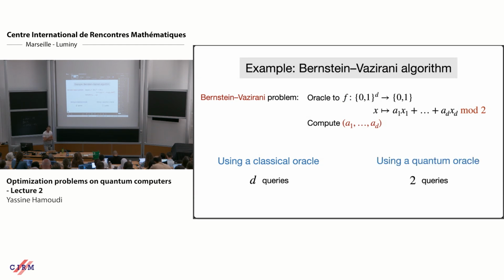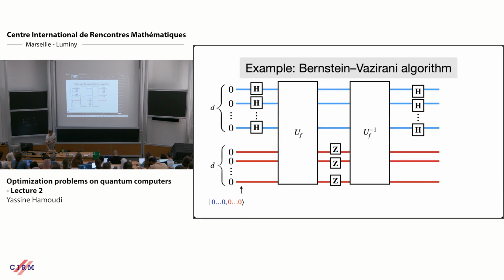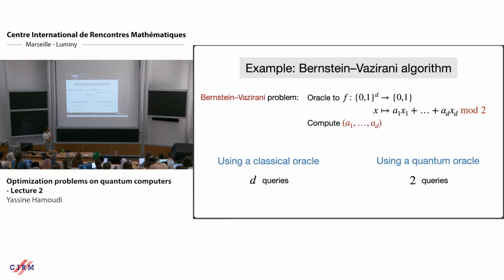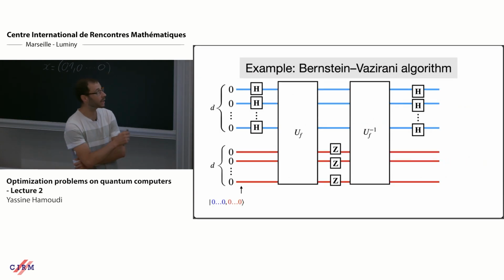Now, what if you have this magical unitary that can answer a quantum query as well? Okay, what we are about to see in a minute is that if you have a quantum oracle, then you only need to make 2 quantum queries to compute the hidden vector. So this is a huge quantum speedup in terms of how many queries you are doing. And the algorithm is pretty simple.